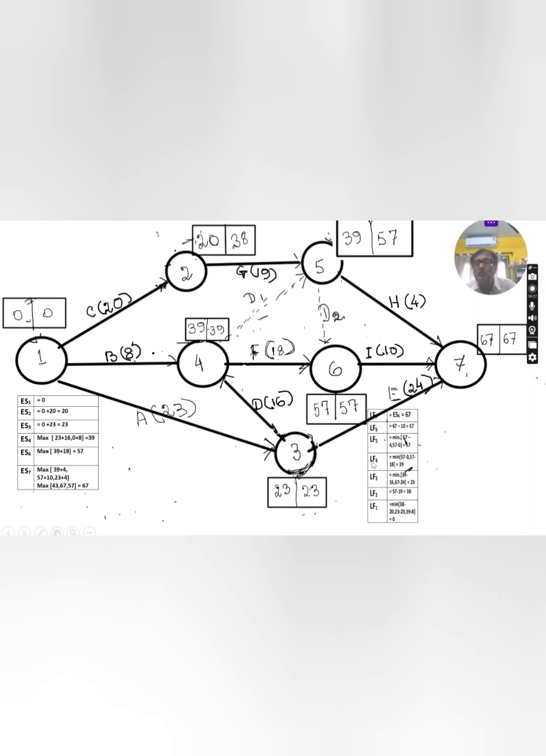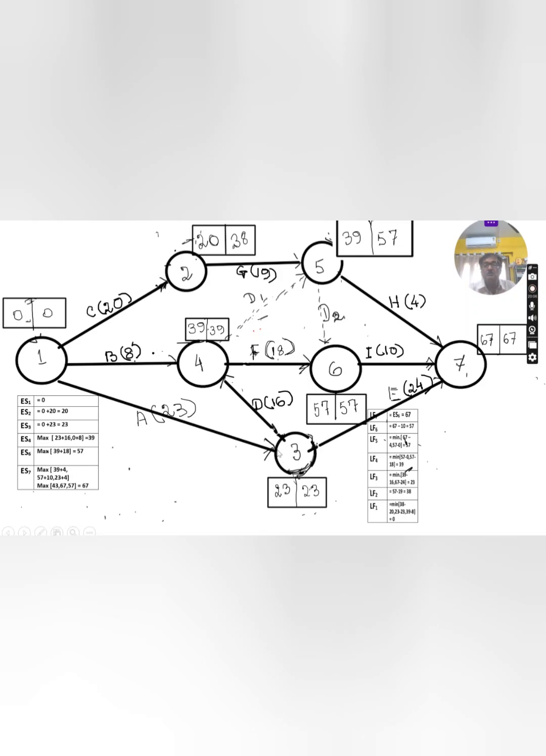You can check it for LF4. LF4 is the minimum of 57 minus 18 and 57 minus 0. Which of the two is the lowest? The lowest one is 39. That's why the latest finish time is 39. It is correct, no problem.